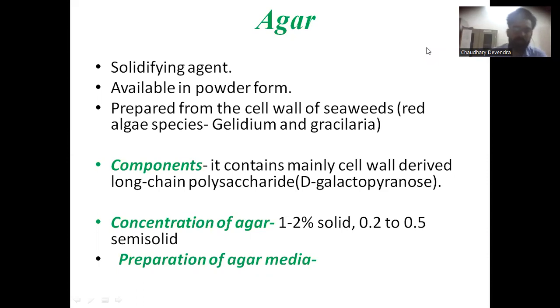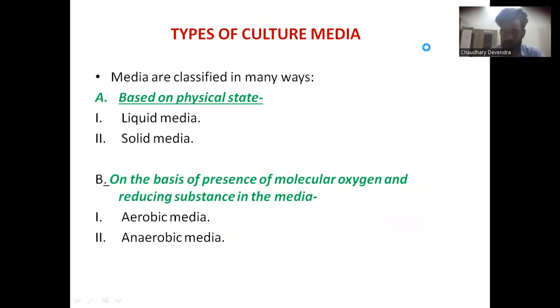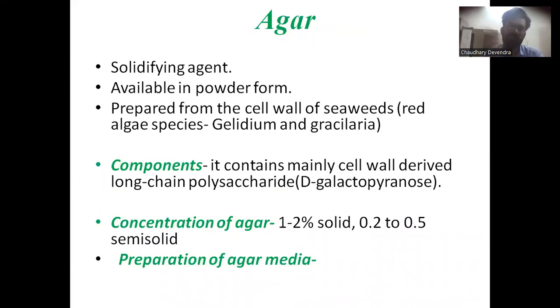Now, preparation of agar media. So how do we prepare an agar medium? Basically, we just prepare a broth. Broth means liquid medium. We prepare a broth like nutrient broth, and then at the time of preparation we just add 2% of agar.